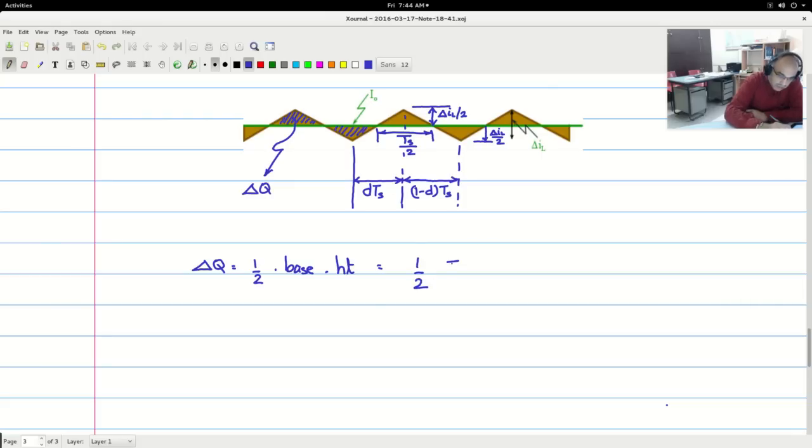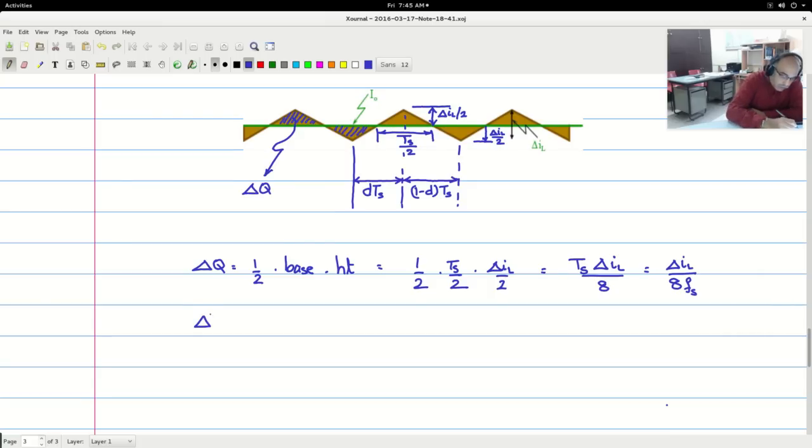The base is Ts by 2 into height of the triangle delta IL by 2, which is Ts delta IL by 8, or further delta IL by 8 times Fs, which is the switching frequency. Ts is the switching period, Fs is the switching frequency.